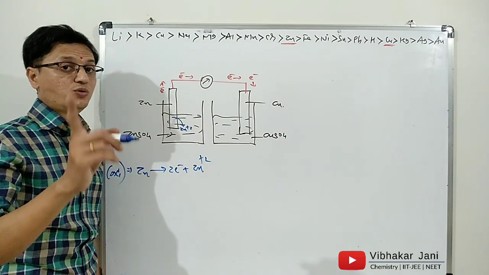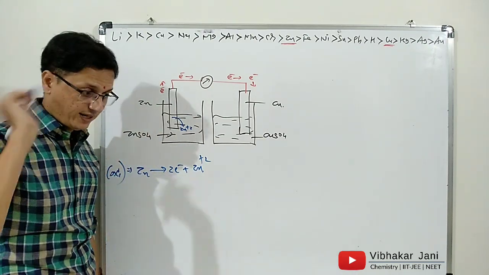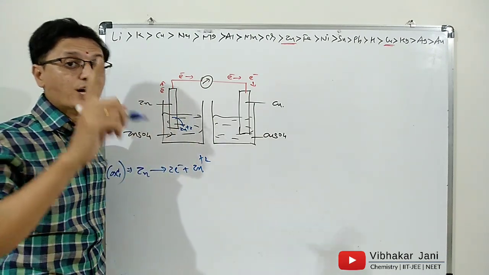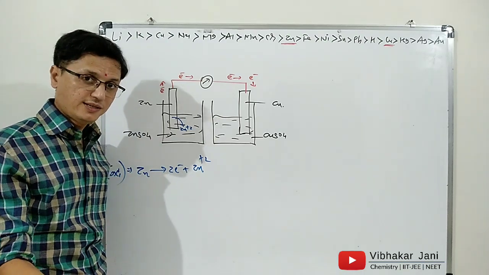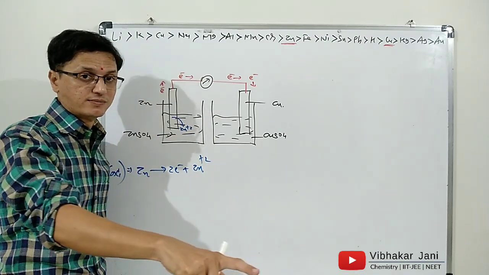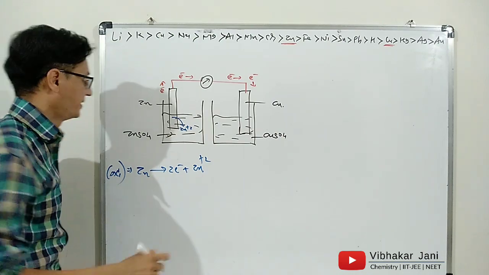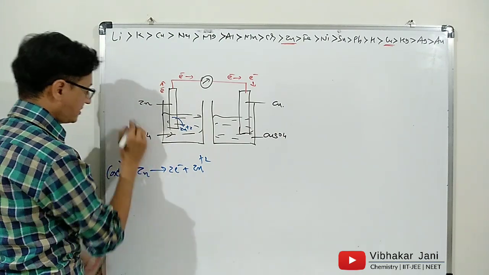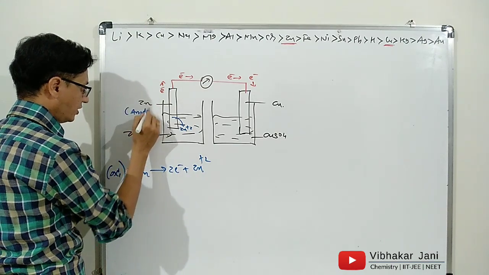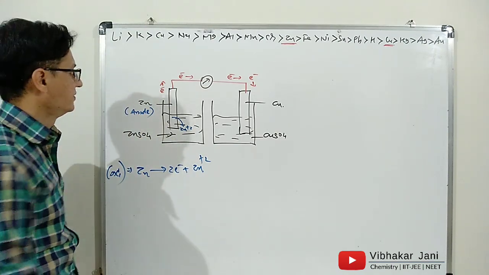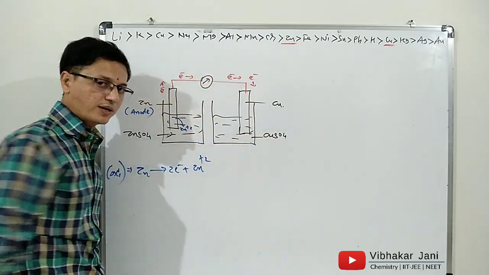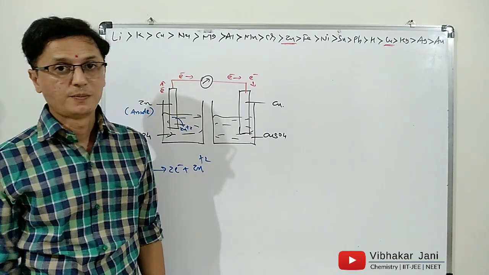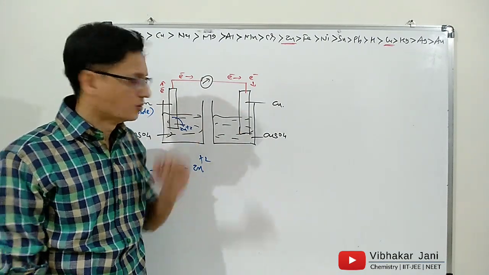And according to redox reactions, when oxidation occurs, it is always considered as anode. Oxidation is equal to anode. Fix this statement in your mind. Zinc, which is undergoing oxidation, is known as the anode. And if these electrons go to the copper, copper being a metal cannot accept electrons. So what will it do?